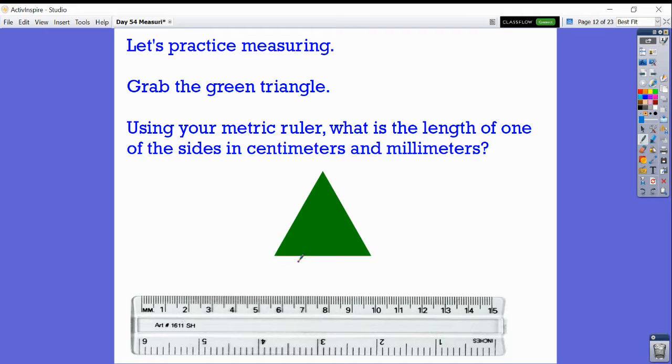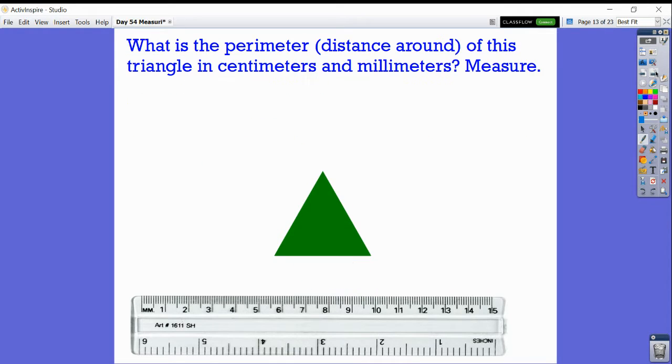Well, this length is 2.5 or 2 5/10 centimeters. How many millimeters is that? Well, if there are 10 millimeters, 10, 20, 1, 2, 3, 4, 5, that means I have 25 millimeters. Awesome. So here I've measured it in centimeters and in millimeters.